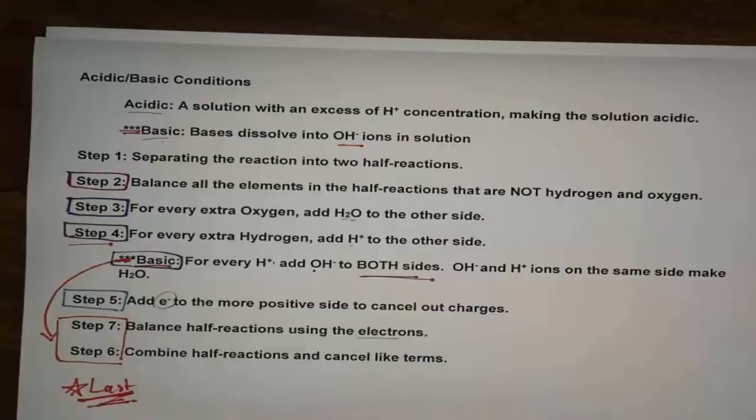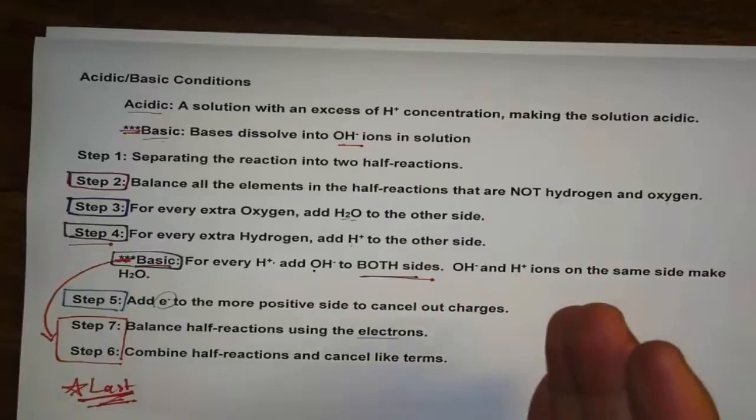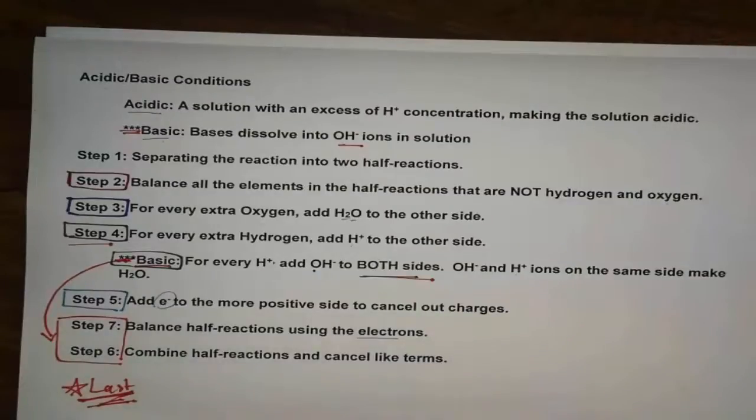But then we have redox reactions that happen in an acidic or basic condition, and that changes all the steps because we don't balance the electrons until step 5. And we also looked at the specific steps in terms of balancing an acidic redox reaction, right? Now let's look at the basic redox reaction.